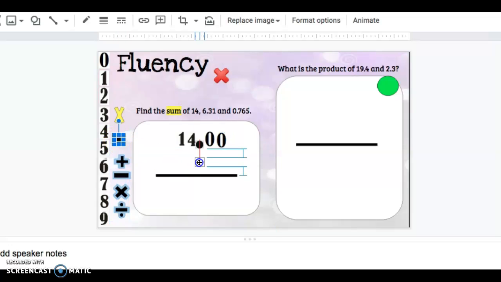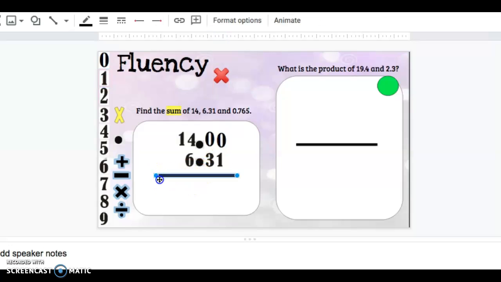Then I line up my decimal point for 6 and 31 hundredths. So my 6 is in the ones place, so my 6 goes under the 4 in the ones place. My 3 is in the tens place, so I put my 3 underneath the 0 that's in the tenths place. My 1 is in the hundredths place, so I put my 1 under the 0 that's in the hundredths place.